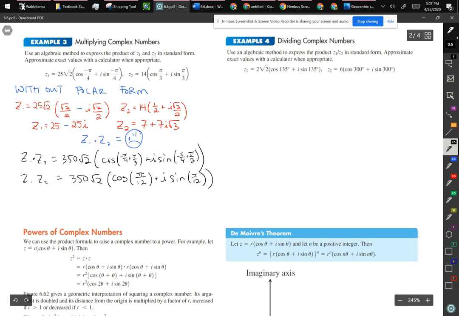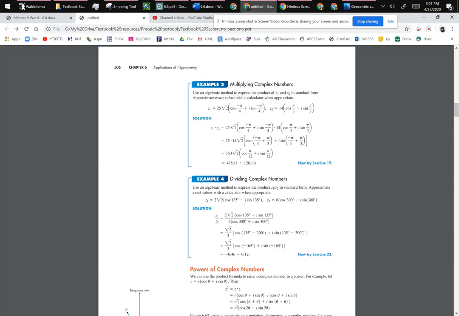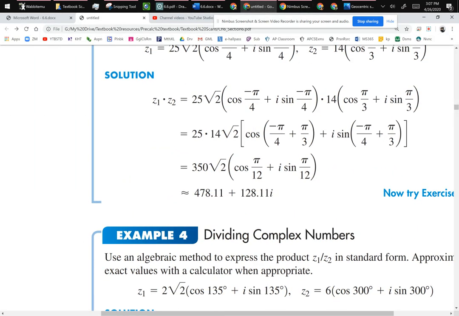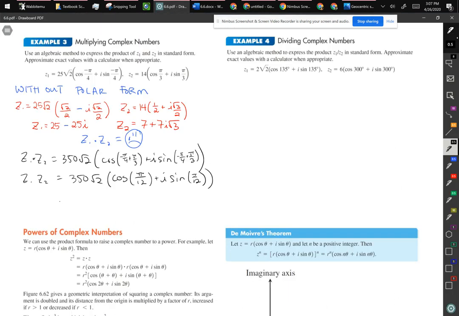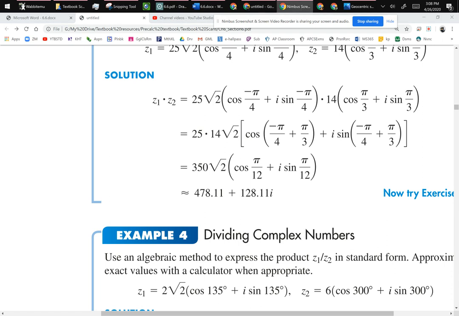The only thing left to do is really just throw in your calculator if it's not ratios that you already know. So I'm going to just cheat and go to the textbook. Let's see, right over here. And it's 478.11 and 128.11. So let's get that. 478.11 plus 128.11. Do they put the i first or second? Yeah, second.